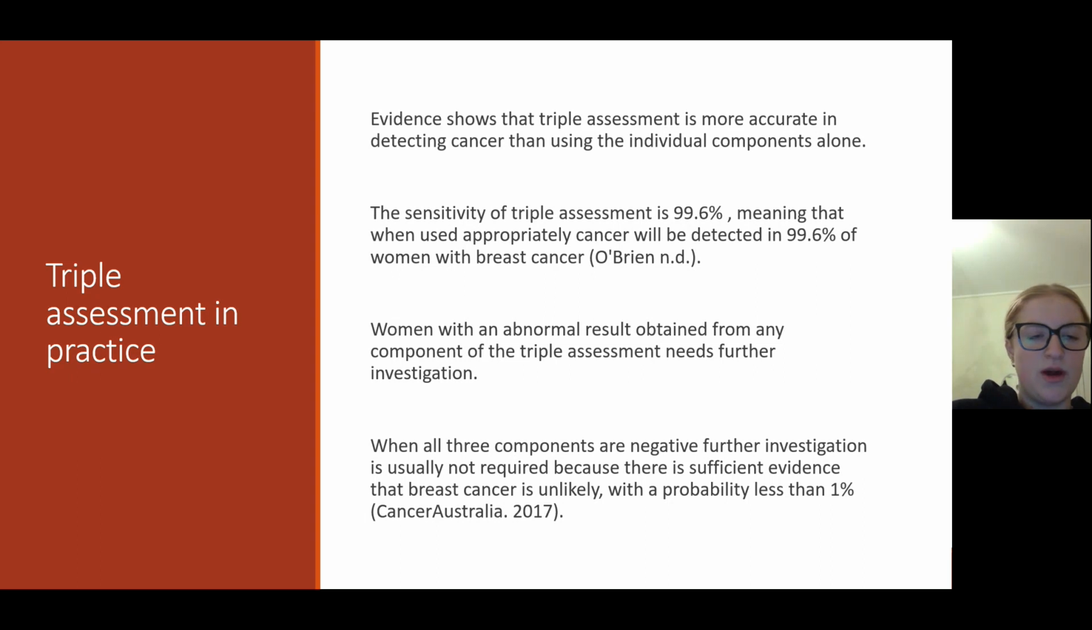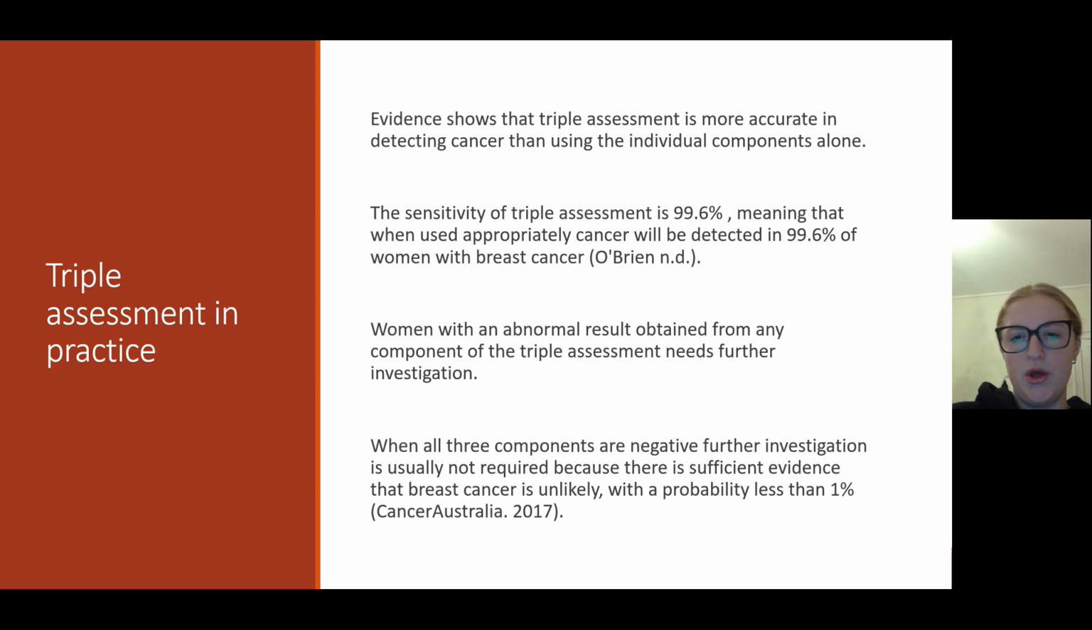So we'll now look into the way that triple assessment is used in practice. Evidence shows that triple assessment is more accurate in detecting cancer than using individual components alone. The sensitivity of triple assessment is 99.6%, meaning that when used appropriately, cancer will be detected in 99.6% of women with breast cancer. Women with an abnormal result, for example, intermediate, suspicious, or malignant, obtained from any component of the triple assessment will need further investigation.